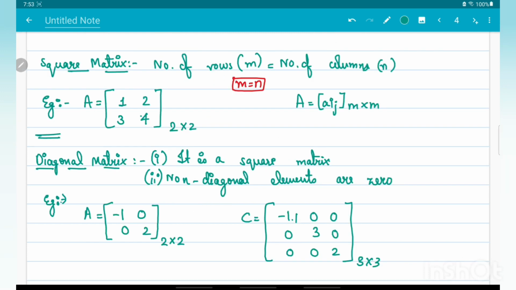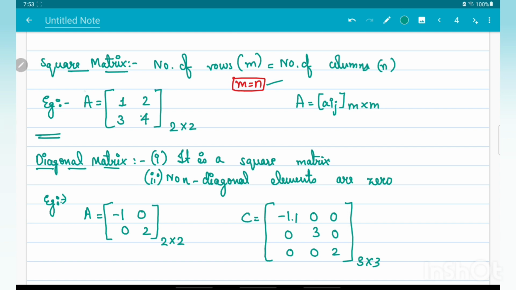Now let us see square matrix and diagonal matrix. In a square matrix, the number of rows, which we usually represent by the letter m, and the number of columns, which we represent by the letter n, are always equal. So the basic rule of a square matrix is that the number of rows should be equal to the number of columns. I have written here m is equal to n, that is, number of rows is equal to number of columns. That is a square matrix.